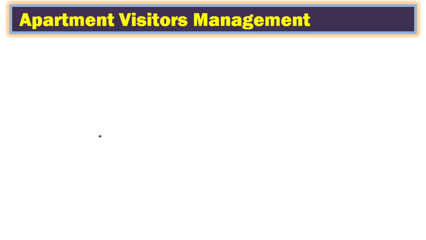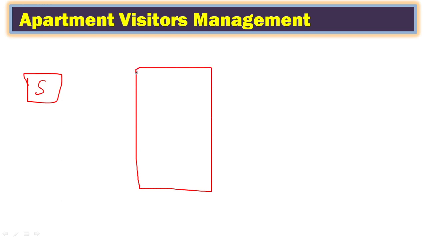So what is the logic? The apartment has a security system. Security allows people who want to visit the flat owners. The apartment consists of many flats, so people want to visit there, and the security will check each person. First they check who the person is that they want to meet. Then they get all the details of the visitor, and then they are allowed to get in.